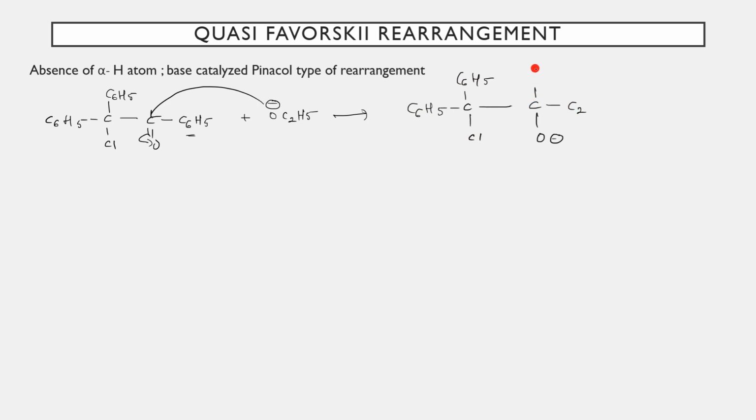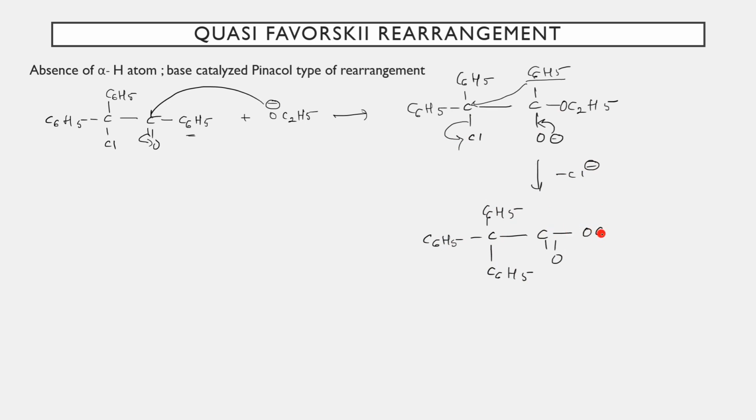I'll place this C6H5 over here and this OC2H5 over here. Okay. Now what happens? Wherever the electrons are, they're going to attack first. So if the bond electrons shift over here, this group is going to shift here and this group is going to leave. So your leaving group is now leaving, and this is how your rearrangement takes place. Okay, so this is called the Quasi-Favorsky rearrangement reaction.